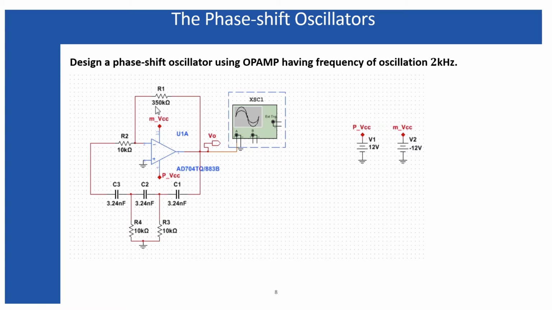you can make the gain 29 by keeping this 290 kilo ohm, but keeping this 290 kilo ohm will make the production of the oscillation much longer than if you increase this resistance more than 290 kilo ohm.